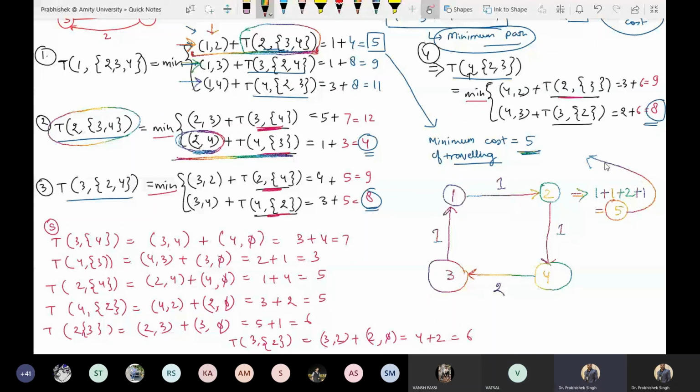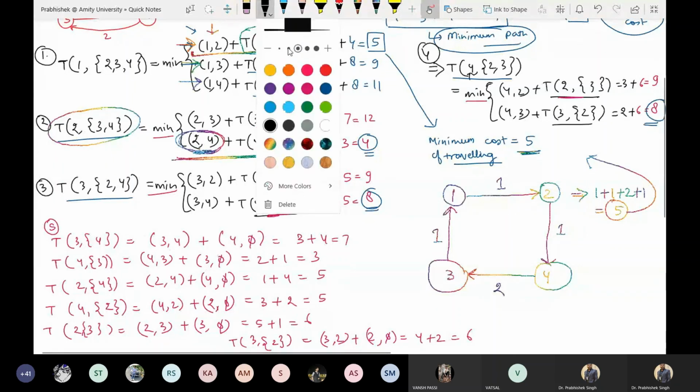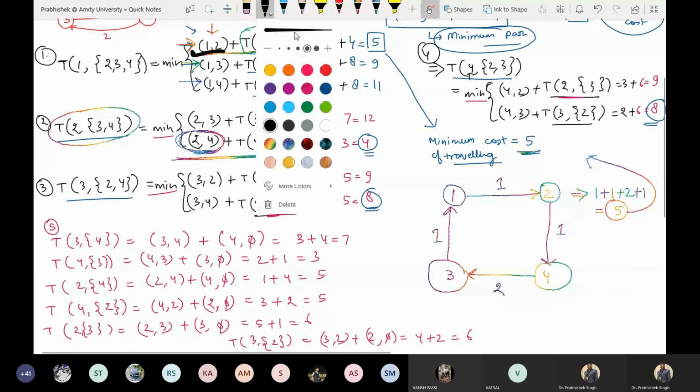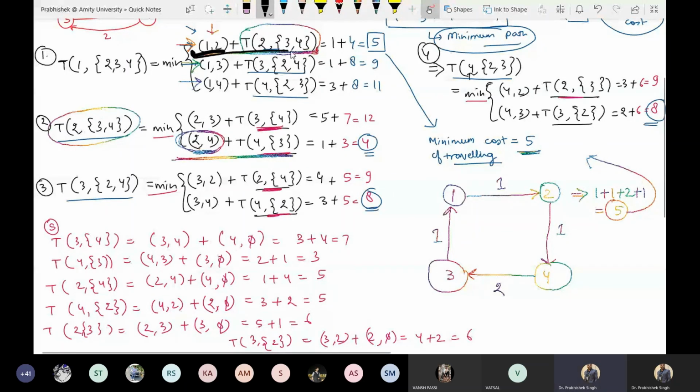Very good question. See, this is the path which we have taken. This is the path which we have to take. Why with this? Because this is the minimum. This equation is giving us the minimum value. So I have to take this equation. So this equation forces us to take with paths. With which path? 1 to 2. I hope this is clear.